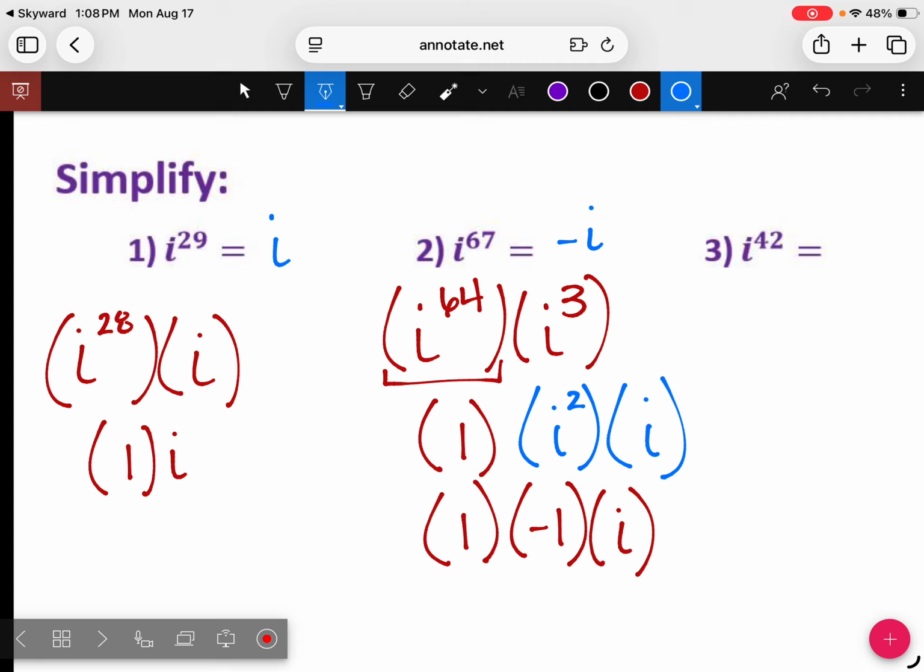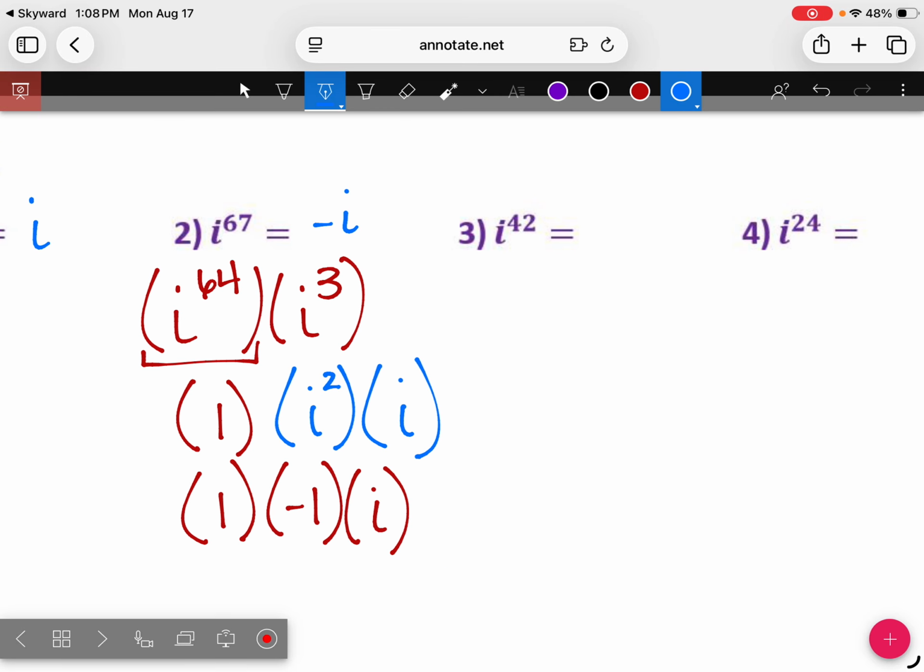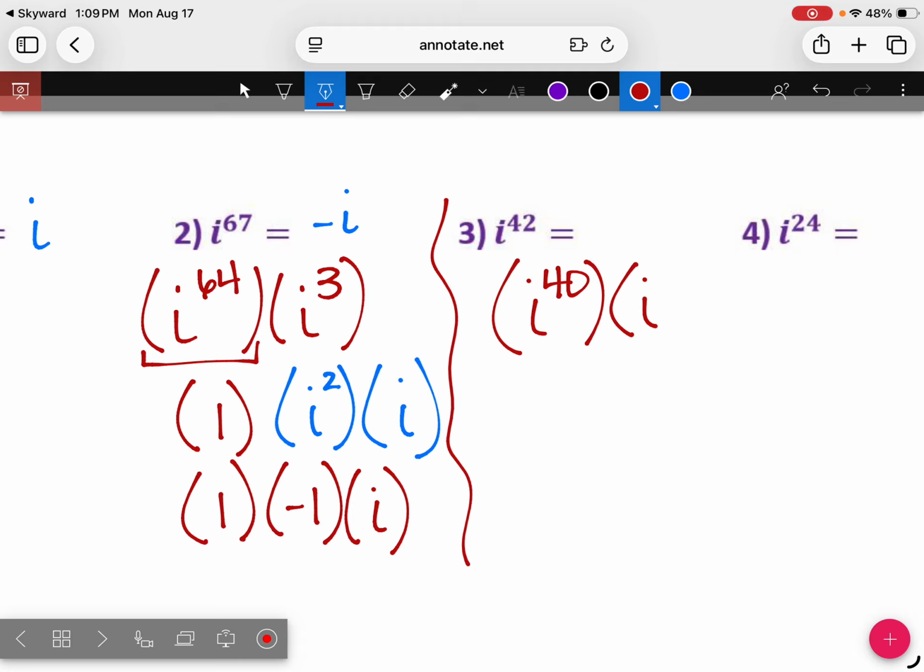All right, 42. How high can I go in that list without going over 42? So I'm going to break it apart because that's when my Ferris wheel resets itself. So i to the 40 is 1. How many am I left over with after I take out those 40? 2. So we already know that this is 1. And what's i squared? So what's 1 times -1?